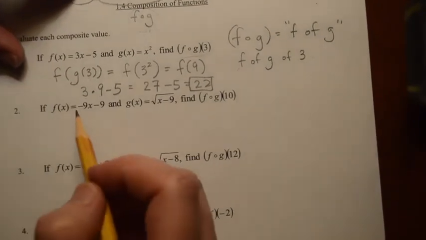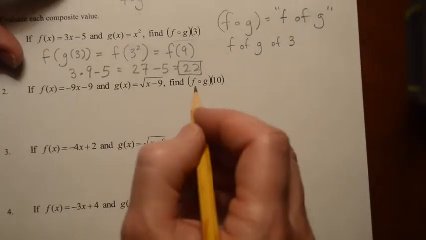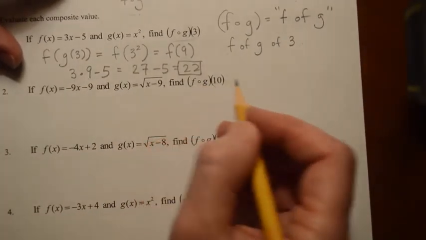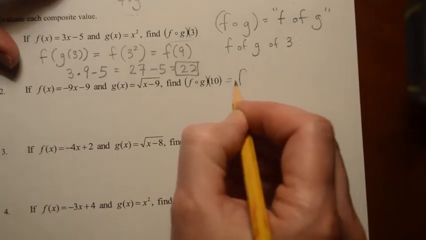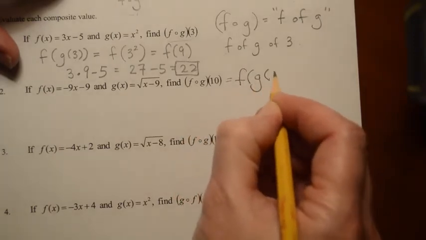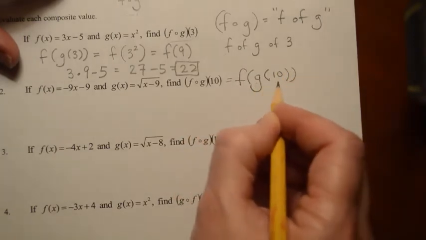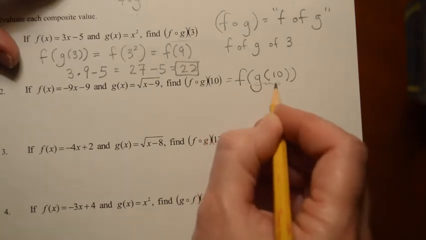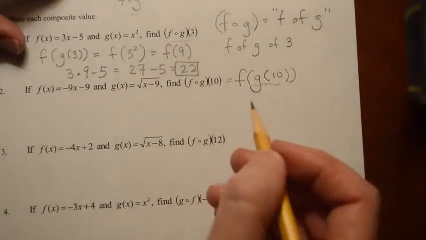All right, let's try another one. So here it's asking us to find F of G of 10. Again, I think this notation is a little bit more intuitive because it's telling us to find G of 10, and then whatever we get here, we want to plug it into F.